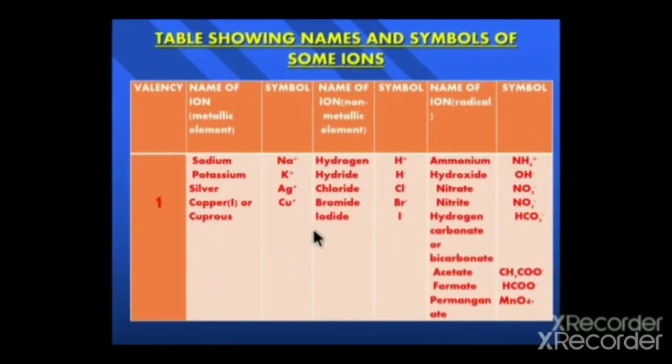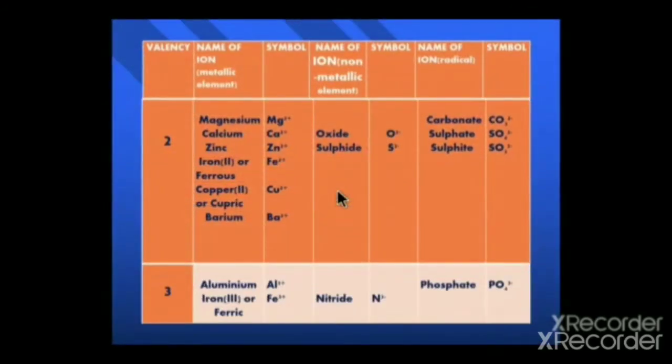Students, this is the table which I have already sent you, and this is a table which will help us in writing the chemical formula. So this includes all the ions which are cation, metallic part, anions, and radicals.